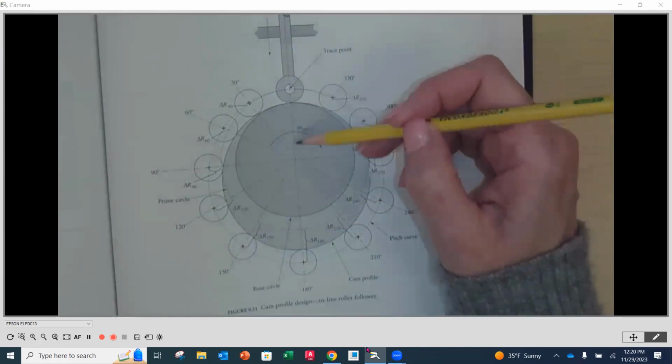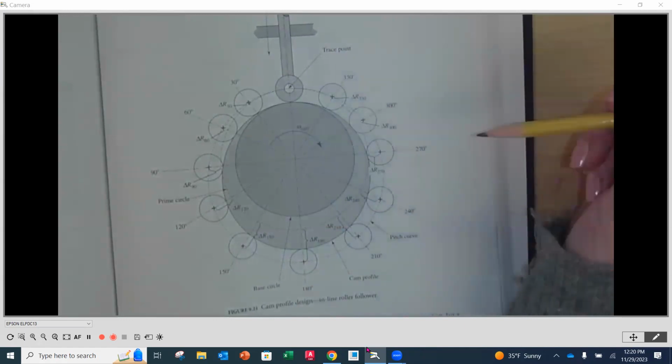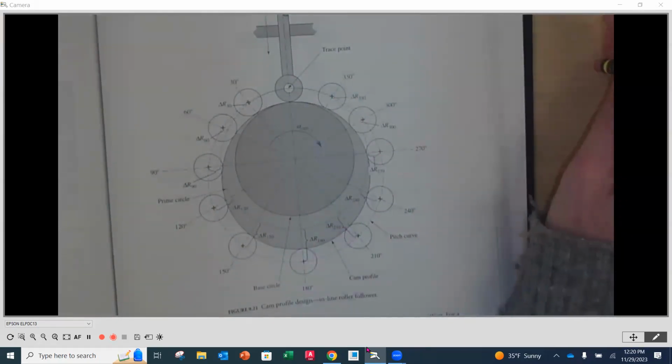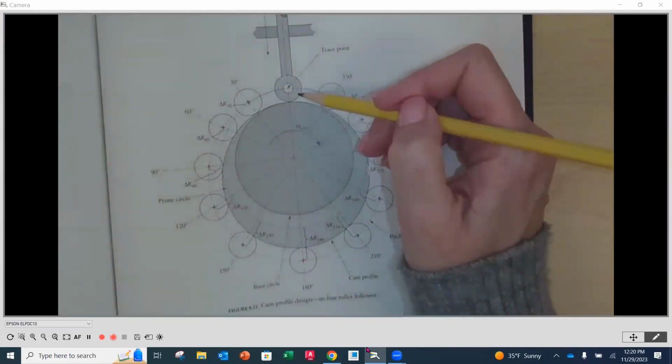So it's this distance from here, all the way around. That's only if the cam is circle-like. Well, this is because there's a roller on your follower. Okay. Yep.